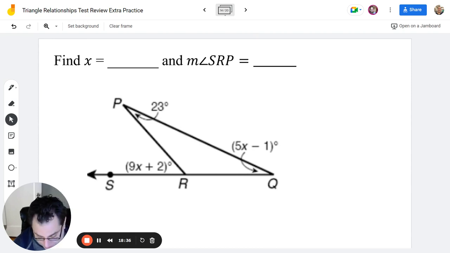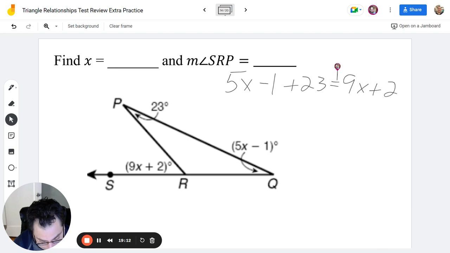All right, so in question number 14, it looks like we are given the exterior angle and the opposite interior angles of a triangle in an algebra expression form. All we have to do is find x and then find angle SRP. So the exterior angle theorem states that the two opposite interior angles add up to the exterior angle. So we know that 5x minus 1 plus 23 is equal to 9x plus 2.